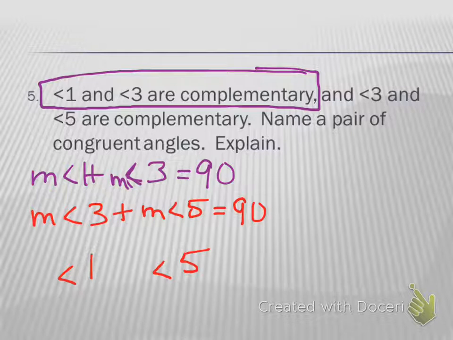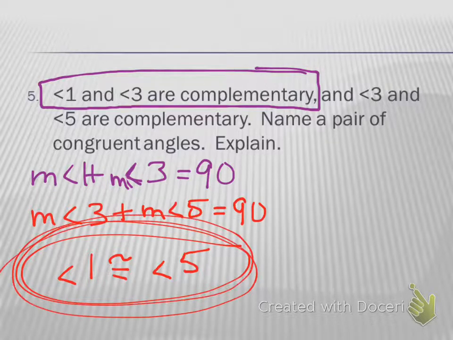First you told me they were going to be 10, then you told me they were both going to be 50, then you told me they were both going to be 80. They're always congruent. Somebody said it. Good. So if they are both complementary angles to angle 3, they must be congruent to one another. No matter what you put in for angle 3, angle 1 and 5 are going to be the same thing.